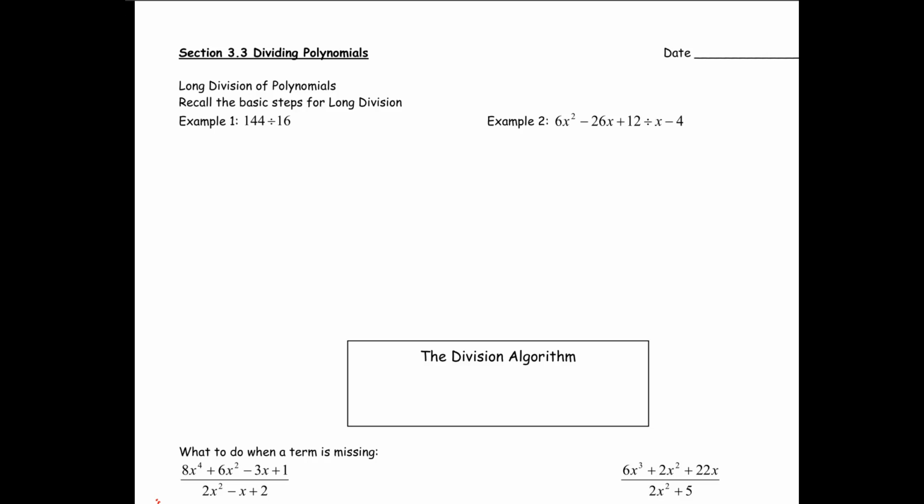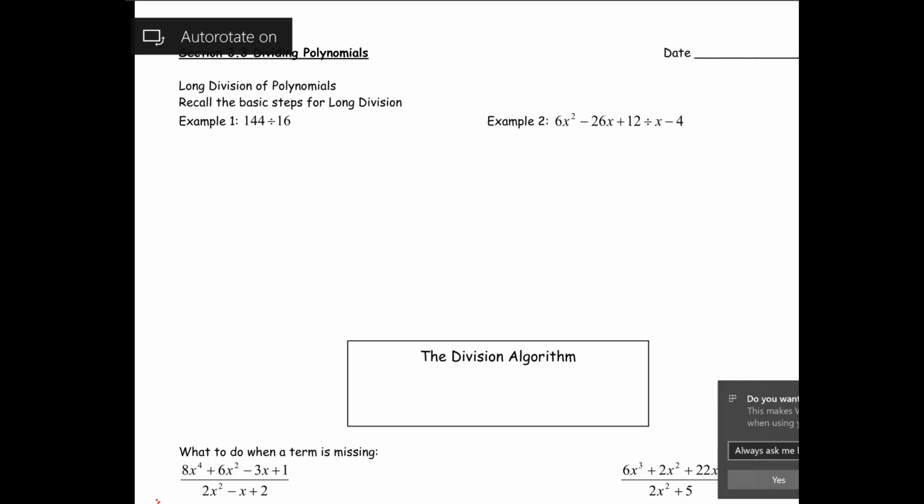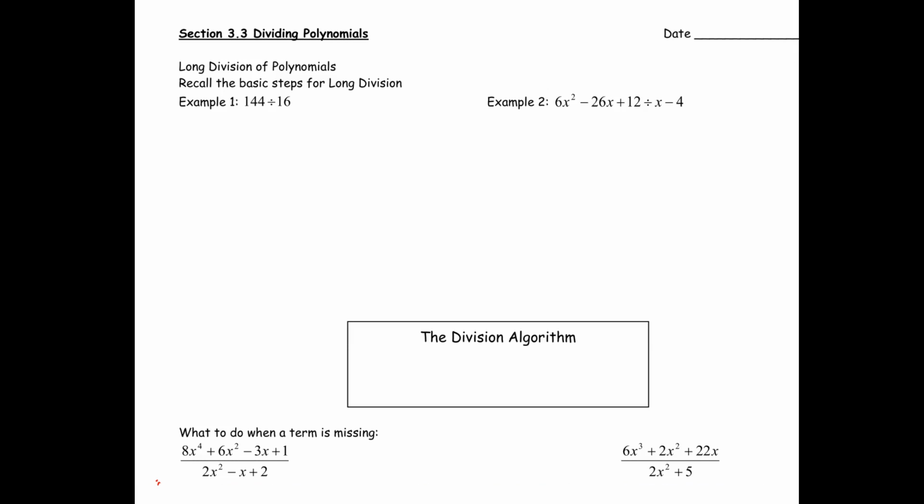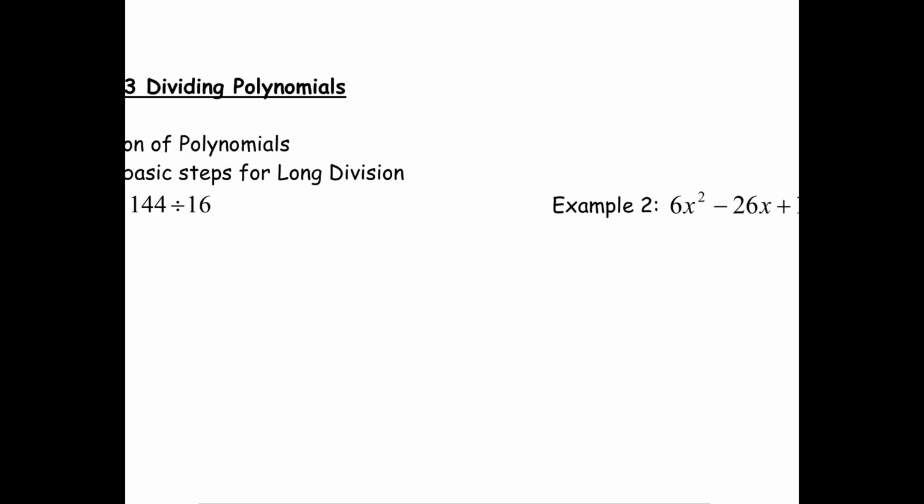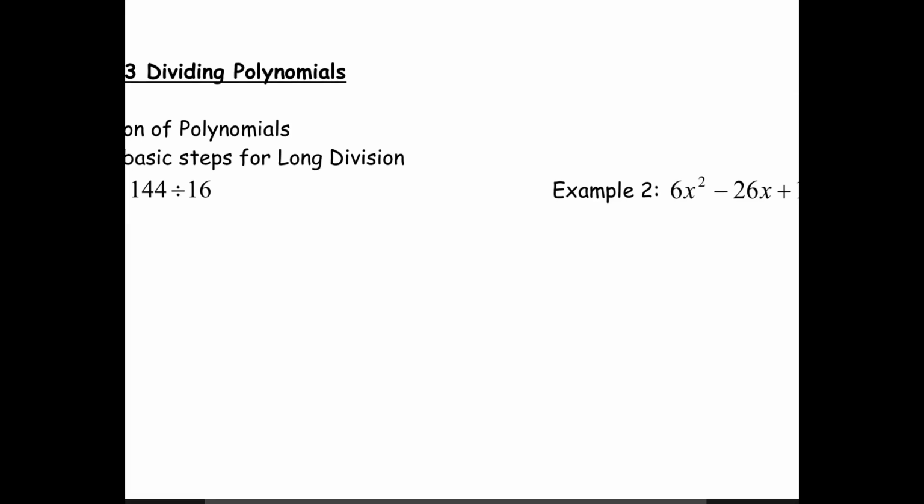All right, guys, we are going to move into 3.3 at this point. There's one thing I would like you to change, simply because it will help aid our understanding for dividing polynomials. That thing I would like you to change is this 144 divided by 16. If you guys could change that to a 143, I want it to be a problem where it just doesn't work out as nicely as 144 divided by 16 does.